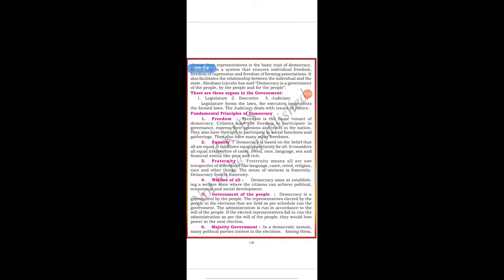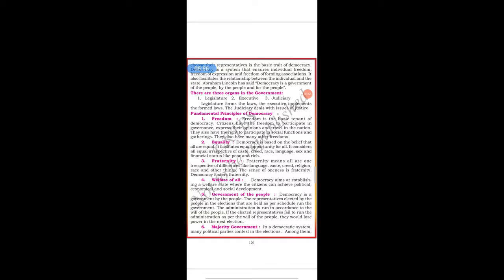So now let us see, there are three organs in the government. Which are the three organs of government, students? Legislature, executive, judiciary. So these are the three important organs of the government. Here, legislature forms the law, executive implements the formed law, the judiciary deals with the issues of justice. So students, these are the organs of the government.